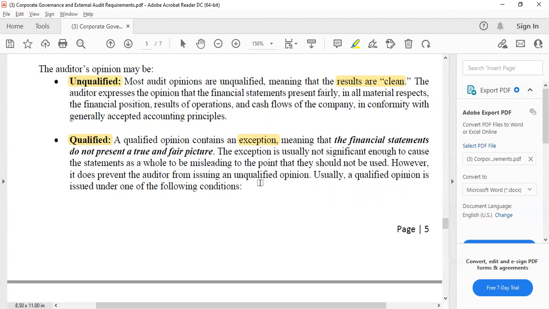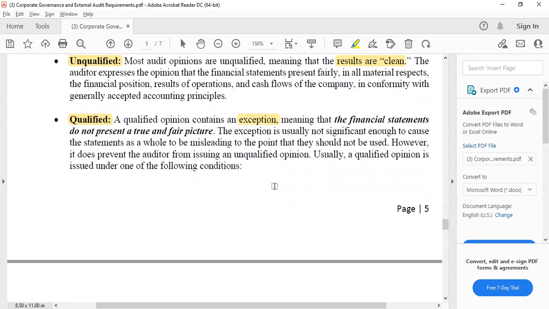Sakto ra siya except this. So naay isa ka particular aspect nga medyo sayop, but even though sayop siya, it will not affect the overall utility or usability of the financial statements.